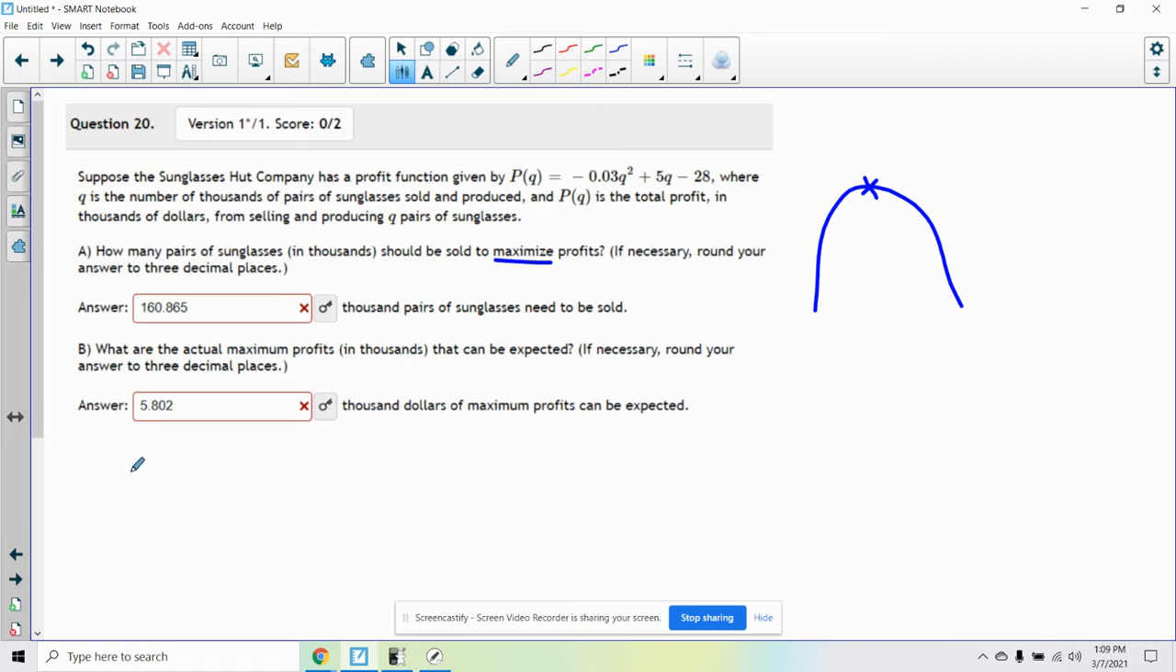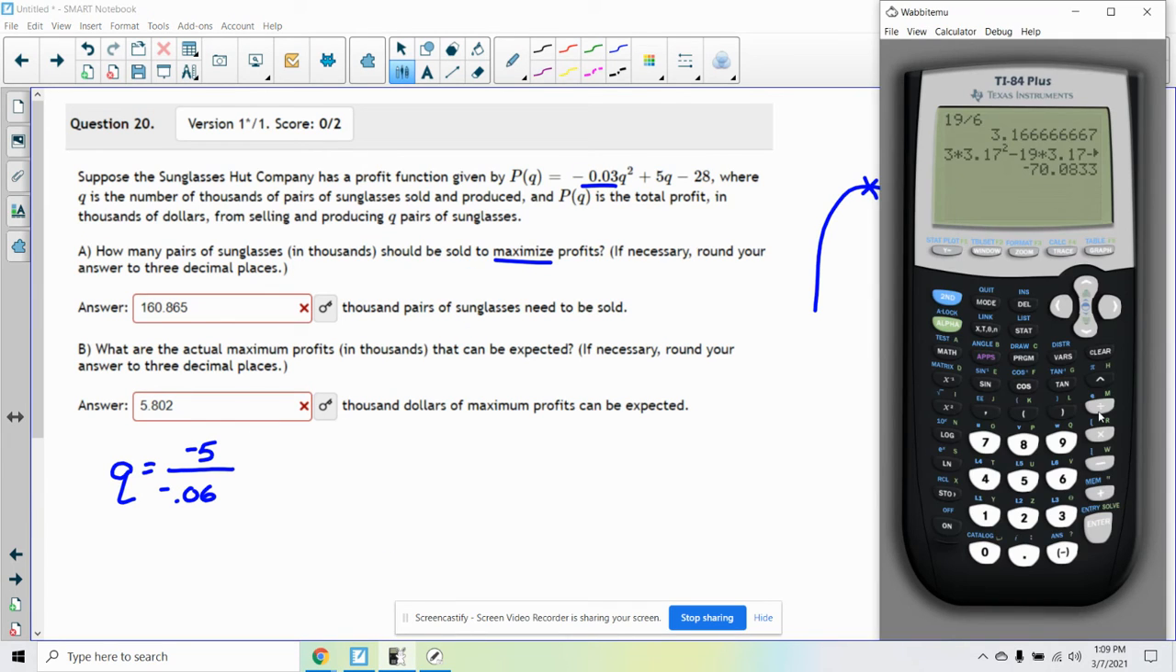So instead of x, we're going to use q. The q coordinate is going to be negative b, negative 5, over 2a. So that's negative 0.06. I just did 2 times that. So plugging that in, I get negative 5 divided by negative 0.06. And I get 83.33 repeating. So it says round to 3 decimal places, 83.333.